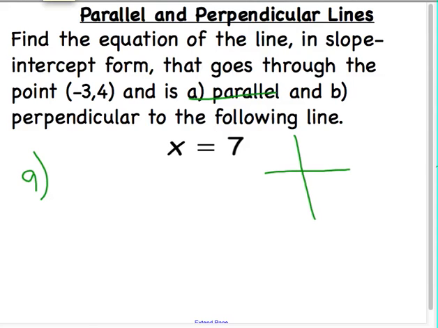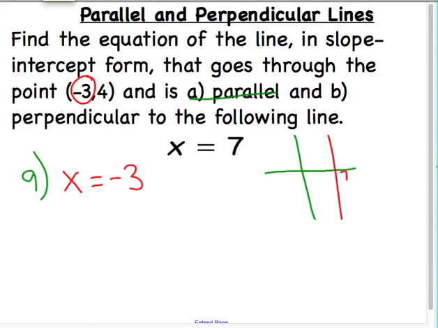Well, let's just do a quick graph of what this looks like. x equals 7 is a vertical line. Let's say the 7 is over here. If we take a vertical line and we want to find a line that's parallel to that, a line that's parallel to a vertical line is just going to be another vertical line. So if I know it's a vertical line, my answer has to be x equals some number. Well, what number? Look at the point. So x has to equal -3.